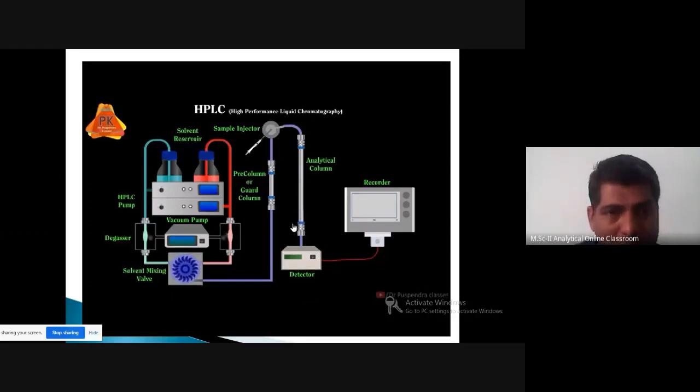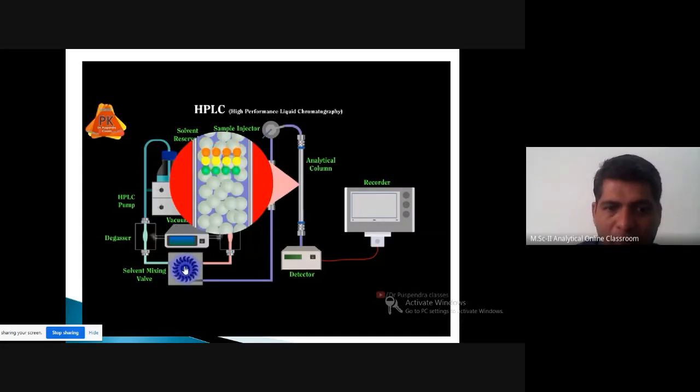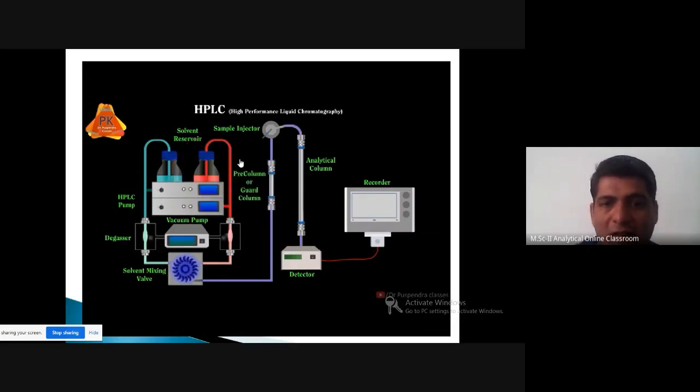So you have to tell about the parameter, the units present, and you have to write down the working. So you have to talk about the solvent, which type of solvent, either polar or non-polar, then the role of the vacuum pump, then the mixing, and then the injector part and the column. Here you can see that in the column, different solutes get separated by the partition principle. And after partition separation, the detector will detect and it will give the output on the recorder.